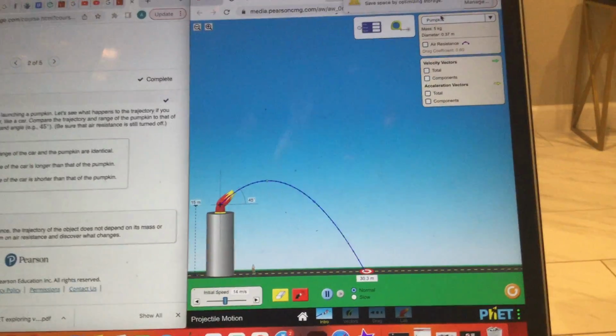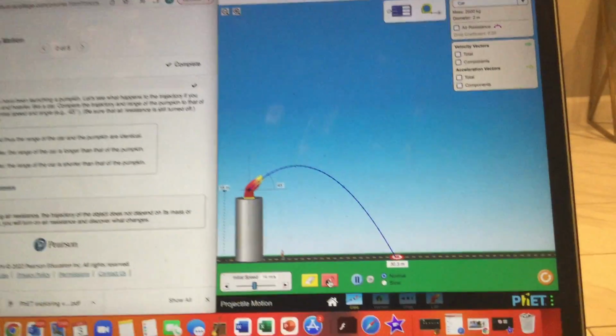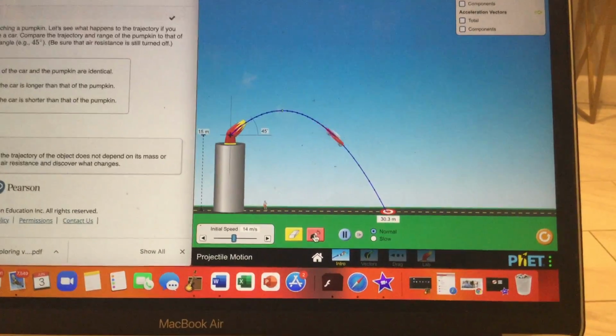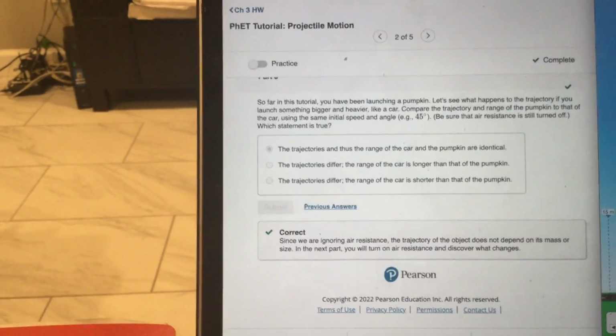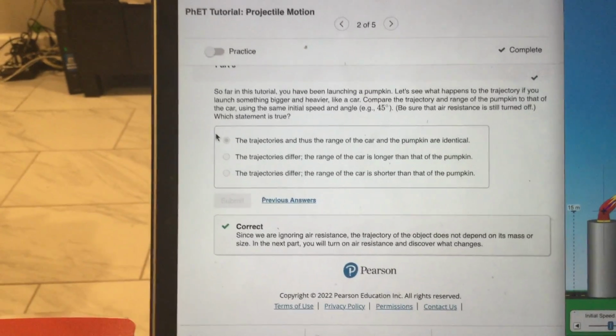We did that with a pumpkin. Now we'll do it with a car. And there's the same trajectory. Okay, we'll move on. The trajectory and the range of the car and the pumpkins are identical.